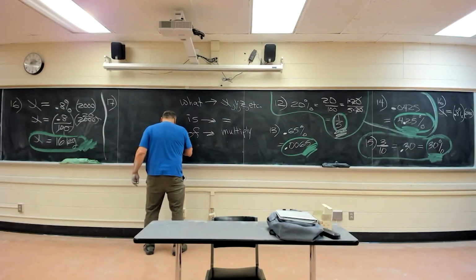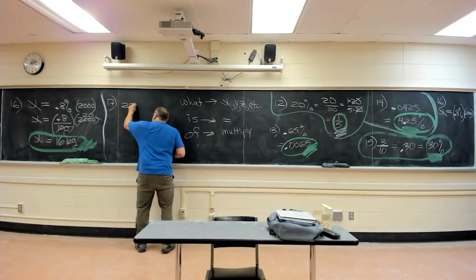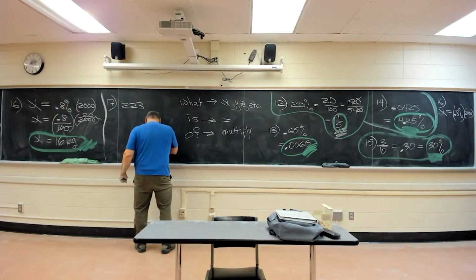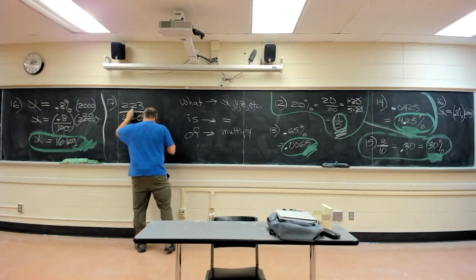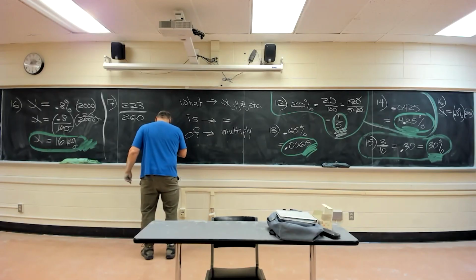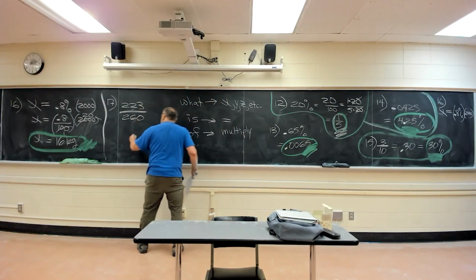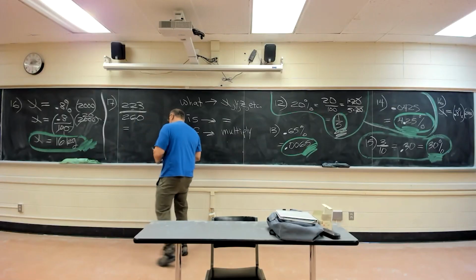17, in making 260 kilograms of a bronze alloy, 223 kilograms of copper are used. You're using 223 kilograms of copper of the 260. 260 is the total. 223 is the amount that is copper. What percent of the alloy? Just divide this, get a decimal, round it to the nearest tenth of a percent.